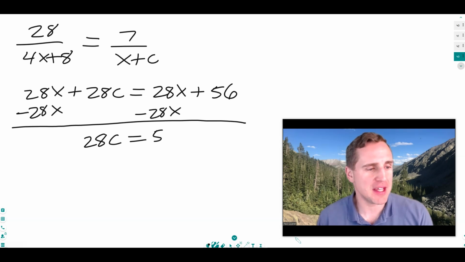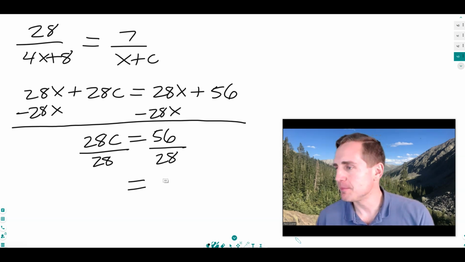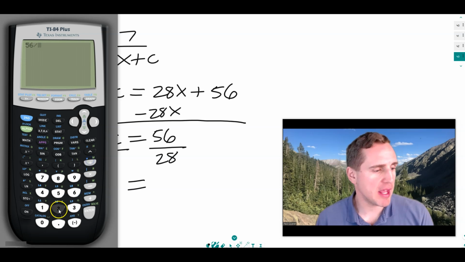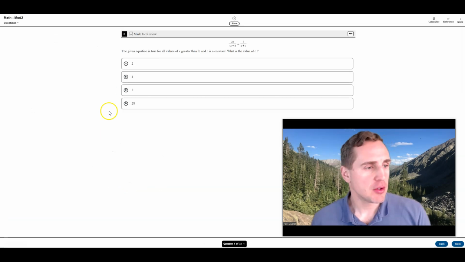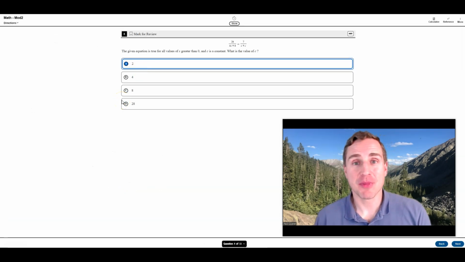28c is equal to 56. So then to get c by itself, since c is multiplied by 28, the inverse is to divide by 28. So what is 56 divided by 28? Using the calculator, 56 divided by 28, we get exactly 2. So c equaling 2 is the correct answer. By the way, if we were clever, we could have realized that 7 times 4 is 28. If we take this denominator times 4, we get what's here. So c times 4 would have been 8, since c would have just been equal to 2. So we believe 2 is the correct answer.